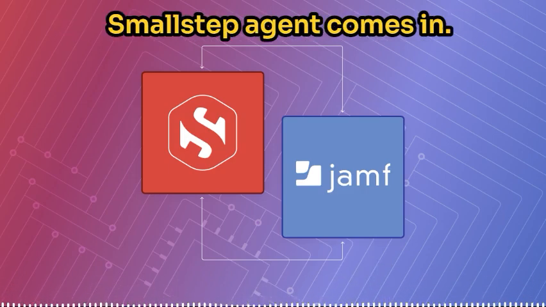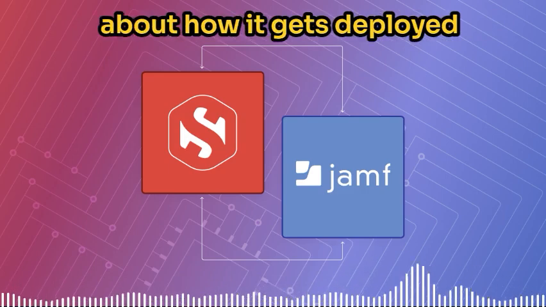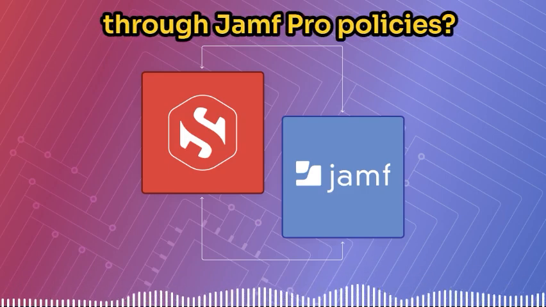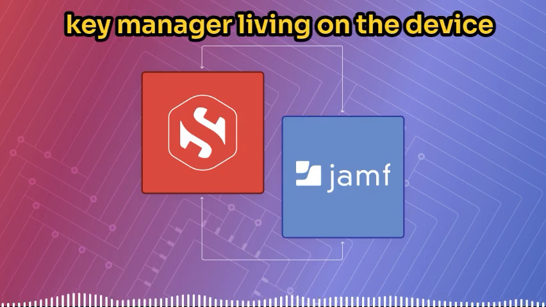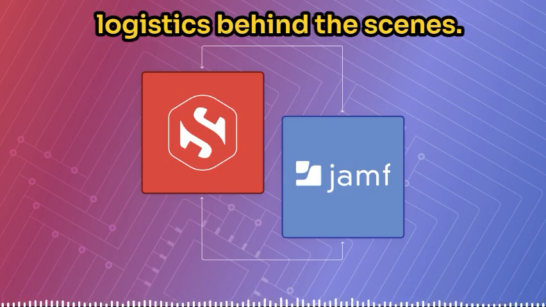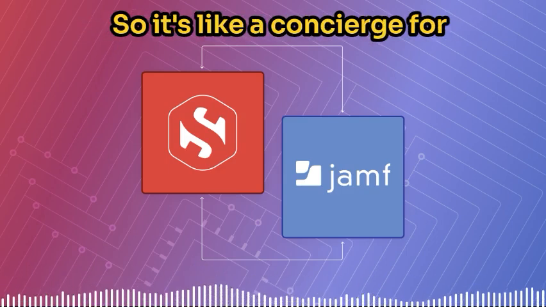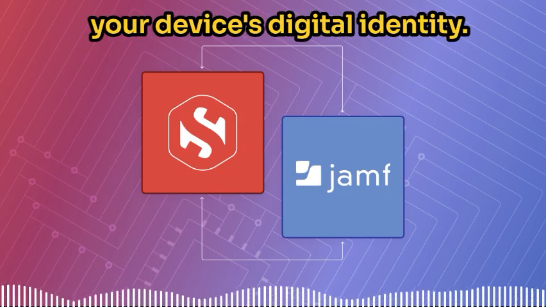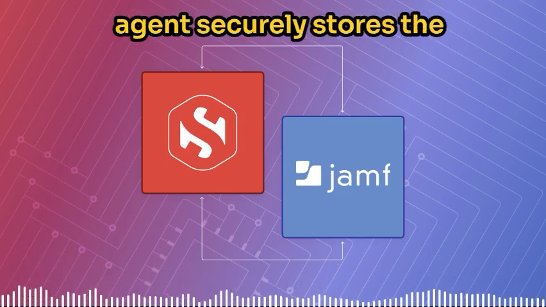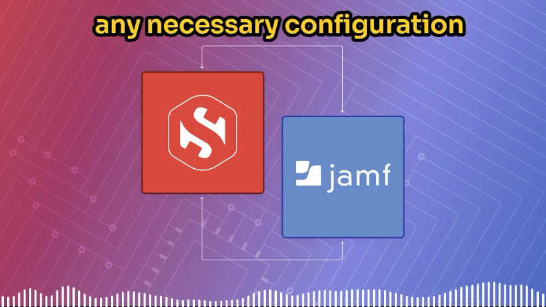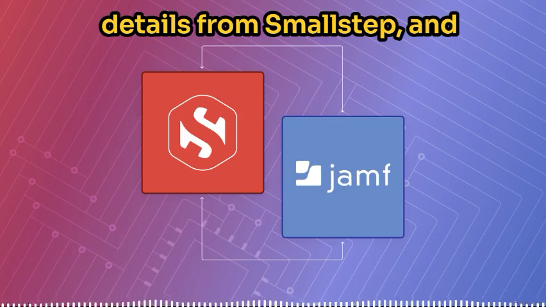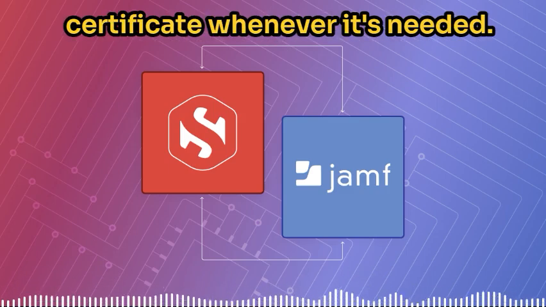That's where the Smallstep agent comes in. Remember we talked about how it gets deployed through Jamf Pro policies? Well, this agent acts like a smart key manager living on the device and handling all the certificate logistics behind the scenes. So it's like a concierge for your device's digital identity. I like that. The Smallstep agent securely stores the device certificate, retrieves any necessary configuration details from Smallstep, and automatically presents the certificate whenever it's needed.